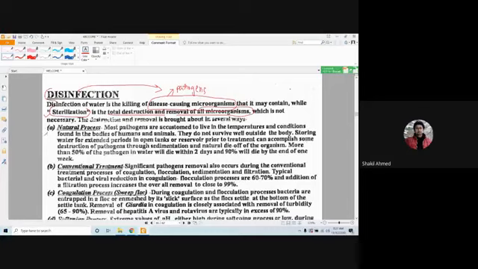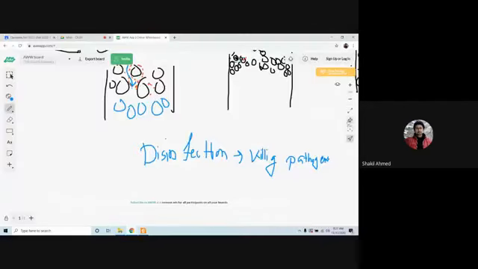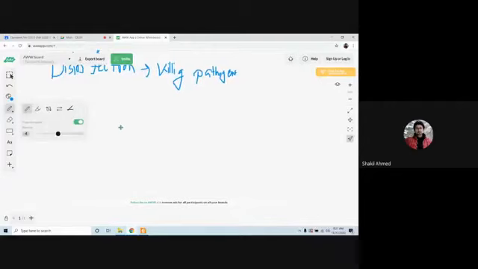First of all, the natural process. Most pathogens are accustomed to living in the temperature and conditions found in the bodies of humans and animals, in other words, in warm blooded animals. That means most of the pathogens like to survive in the body of a warm blooded animal. Who are warm blooded animals? We, the human beings, cow, dog. Are you following me?